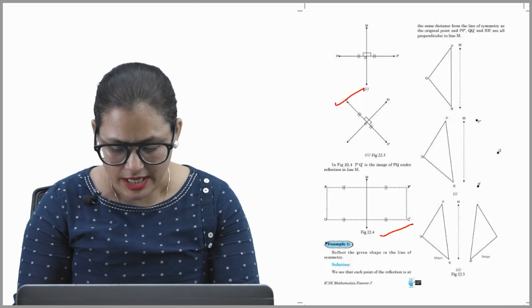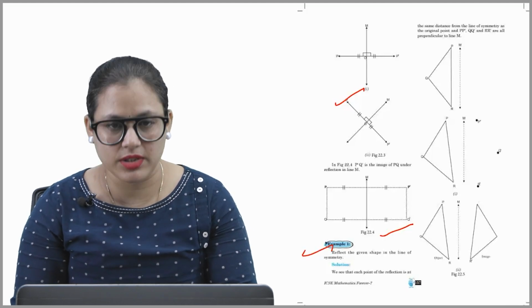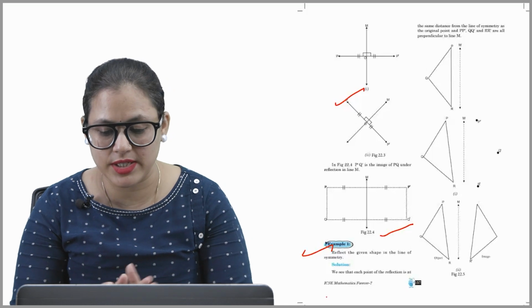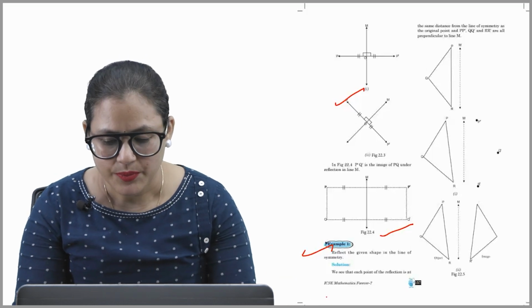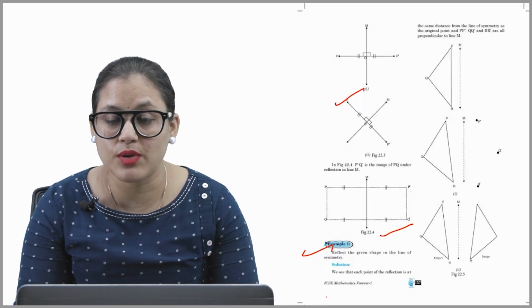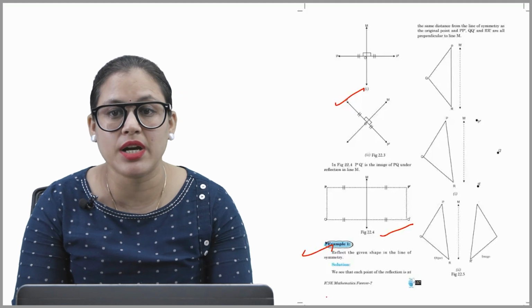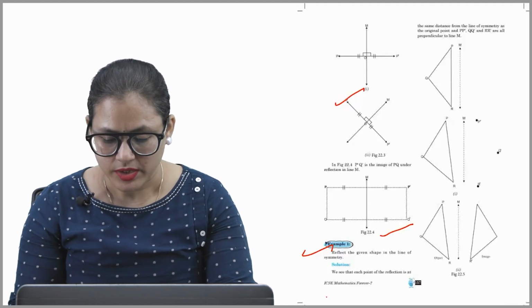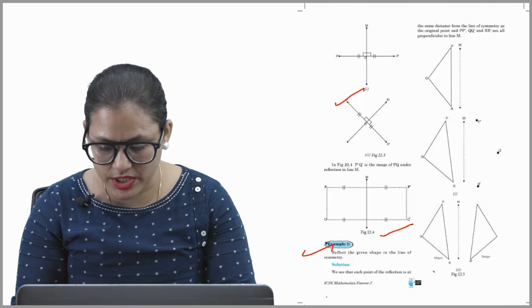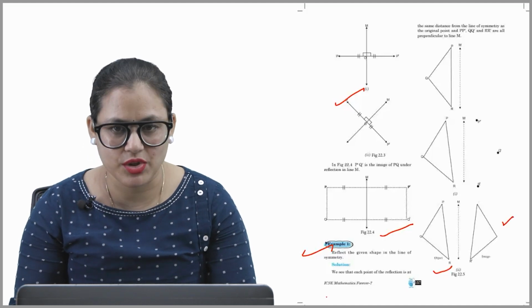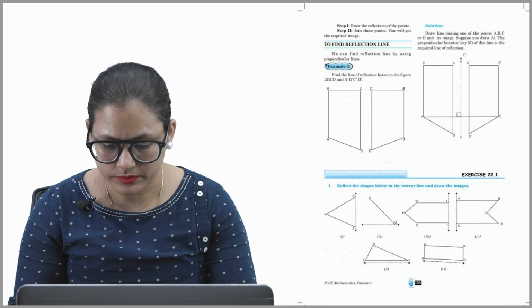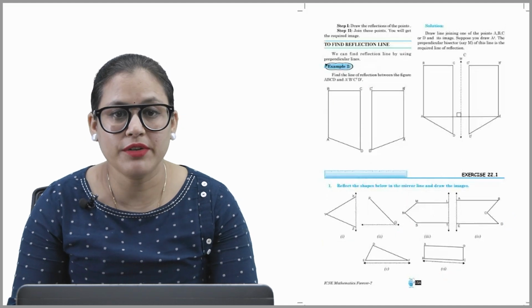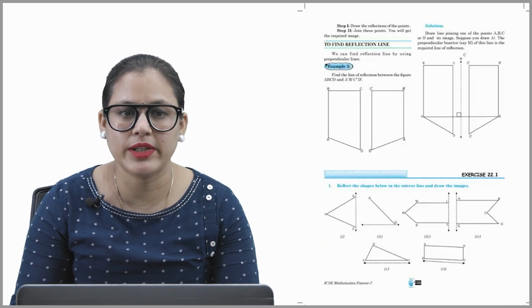Okay, example 1, reflect the given shape in the line of symmetry. We see that each point of the reflection is at the same distance from the line of symmetry as the original point, and P dash, Q dash, and R dash are all perpendicular to line M. Okay, see, this is the object and this is the image. Step 1, draw the reflection of the points. Step 2, join these points. You will get the required image.